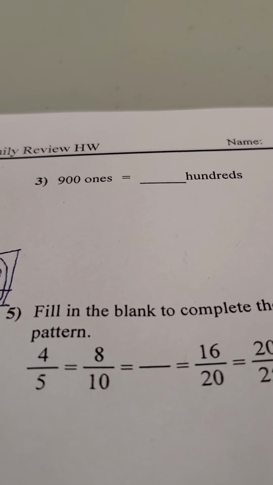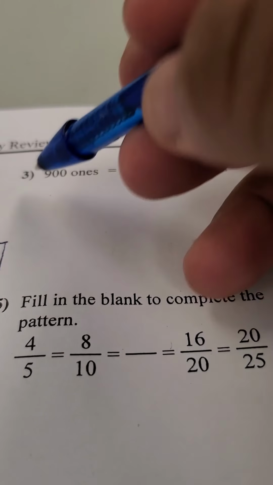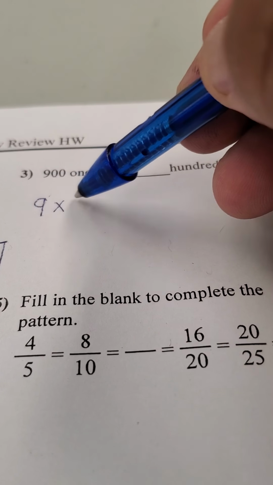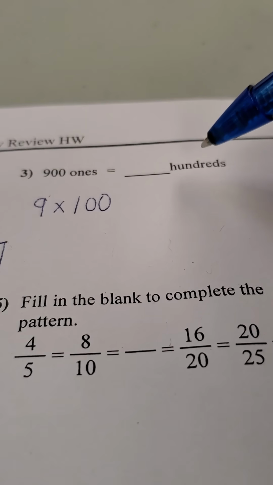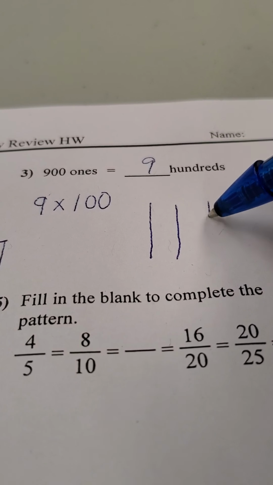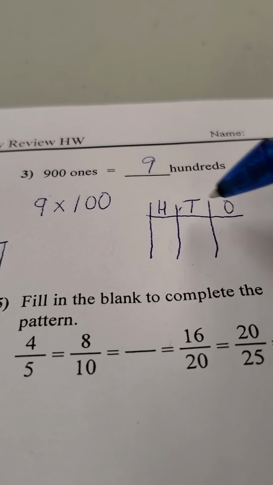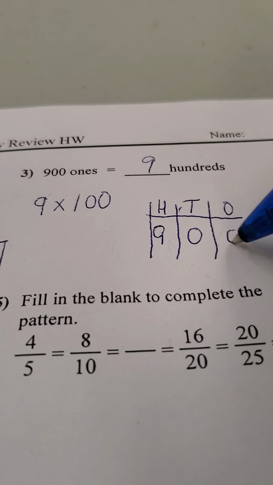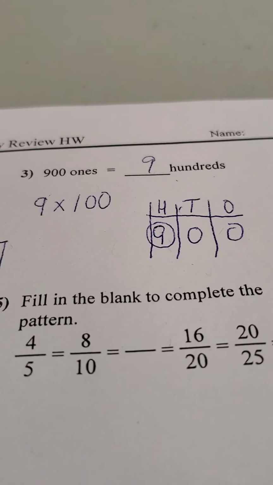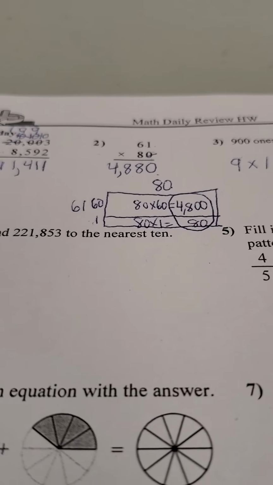All right, 900 ones. How many hundreds? We're working with place value here. So what you would do is you could do a couple of things. You can express this as hundreds. Well, 900 ones is the same as 9 times 100. So that's 9 hundreds. Another way you can show it is by making a chart. So if I write the number 900, I can see the 9 is clearly in the hundreds place, so that's 9 hundreds. So use a chart or use a fact to help you. Those are your two strategies that you can use.